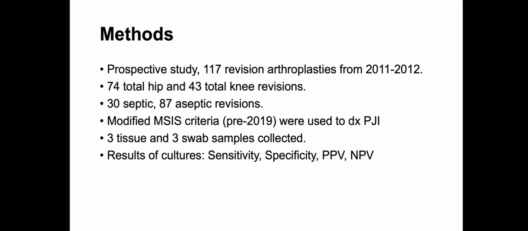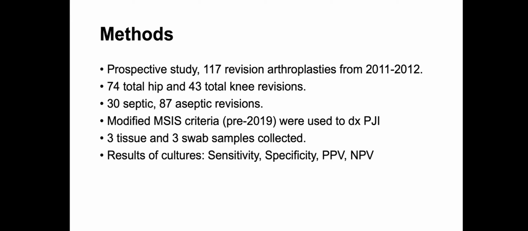The way this group approached this was a prospective study. They looked at a consecutive series of 156 revision arthroplasties between 2011 and 2012. This was a combination of septic and aseptic revisions, which they defined using the 2013 MSIS criteria. The septic ones met infectious criteria and the aseptic ones did not. Those were for things like aseptic loosening, osteolysis, polyethylene wear, et cetera.